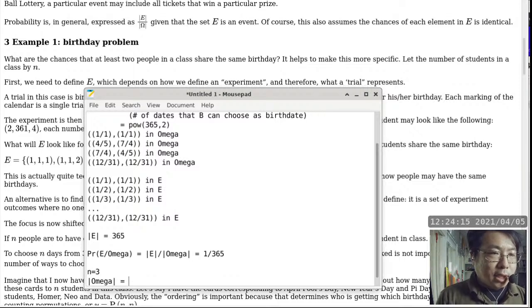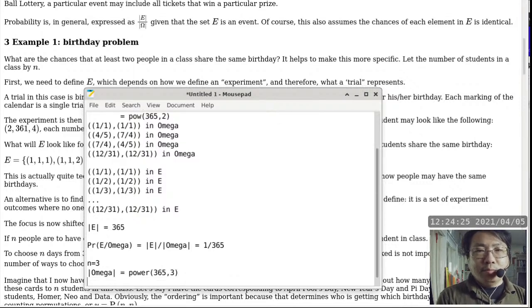So Angel is right, Jack is right. Okay, very good, good job. It is basically 365 to the power of 3. That's not too bad. It looks like we just extend n becoming the power when it comes to the calculation of the cardinality of omega. That's not hard. Okay, what about E? So we want to know what is in E now.